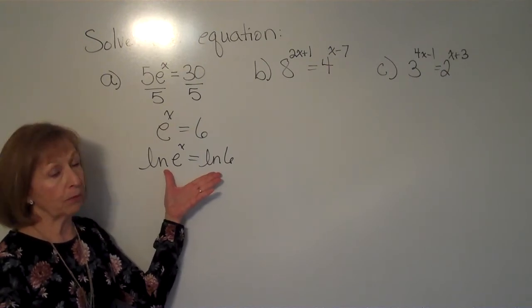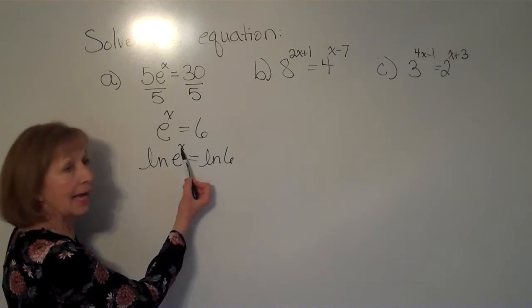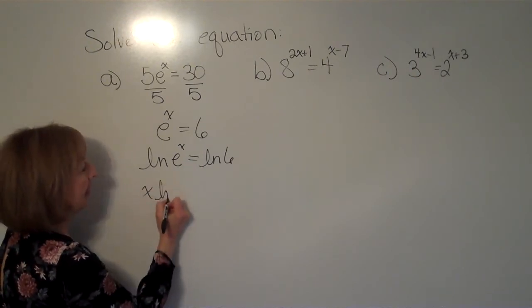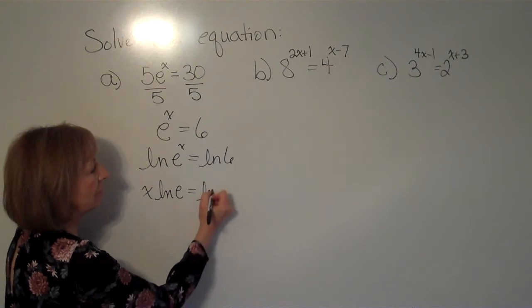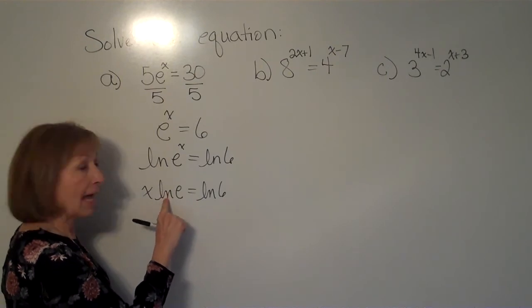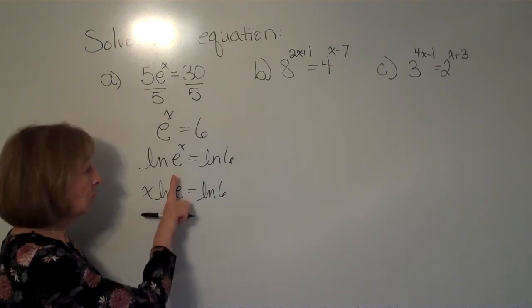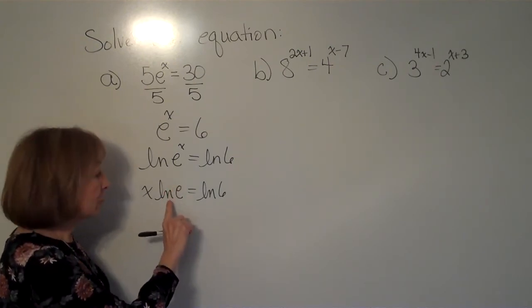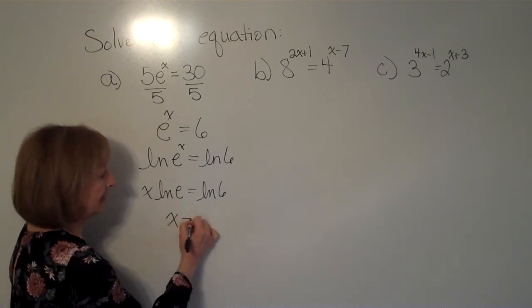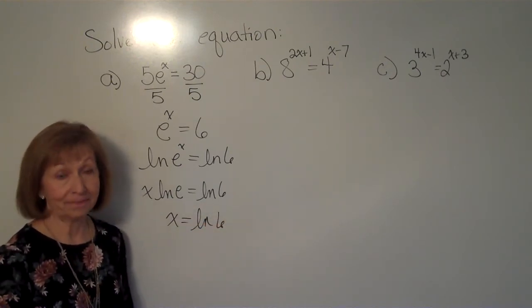Now here I could go two different ways. One way is that now that I have a natural log of an expression to a power, I can use properties of logarithms and bring that power down. So that's x times the natural log of e is equal to the natural log of 6. But the natural log of e is what exponent would you put on the base of e to get e? Because remember, natural log is base e. Well, that's the exponent 1. So the natural log of e is just the number 1. And x times 1 is just going to be x. So x equals the natural log of 6 is the solution to that equation.